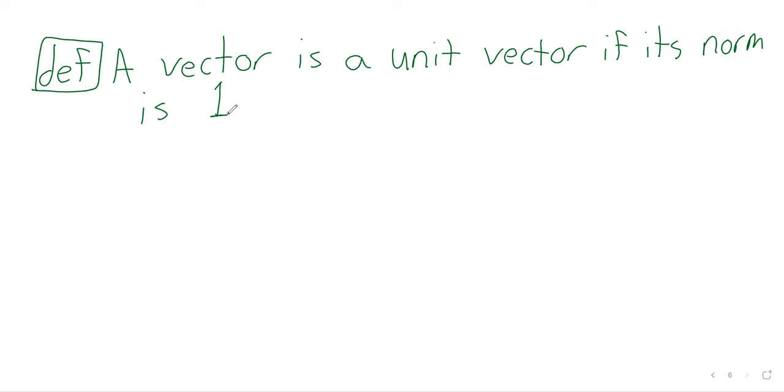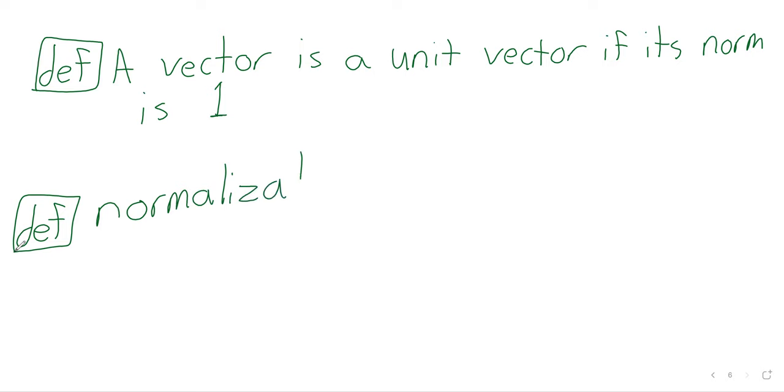And a sort of sister definition, the normalization of a vector. I sort of hate this terminology. I mean, what does it mean, normalization? It's just a weird bit of terminology, I think. But the normalization is what you get if you take a vector and scale or multiply it by 1 divided by the norm.